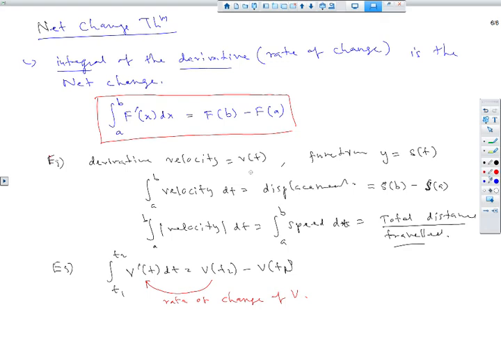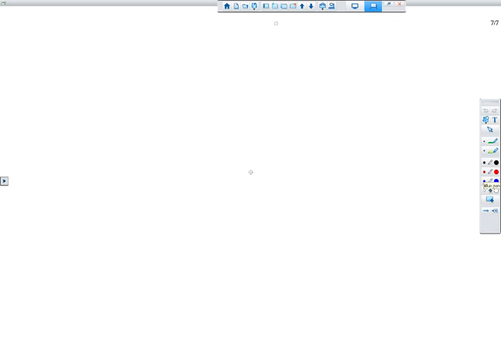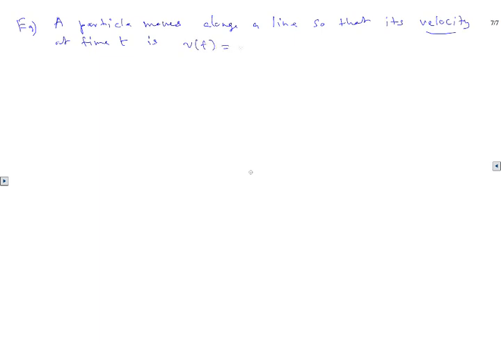So let's say this one. Example: a particle moves along a line. When you say line, it is a straight line. Its velocity at time t is v(t) equals t squared minus t minus 6, and this is in meters per second.